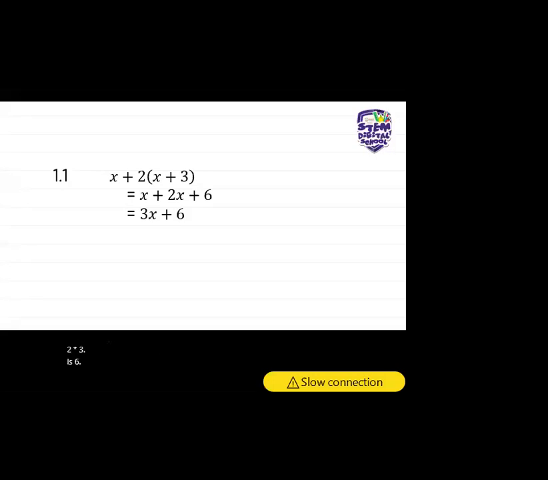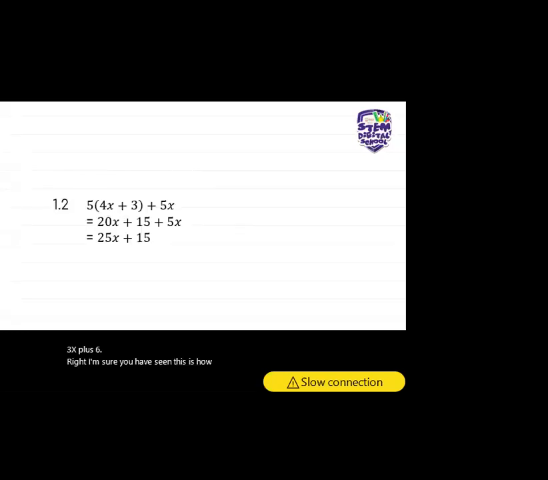All right. So 6 will be the correct answer there. So remember that x plus 2x gives you 3x. And then 3x plus 6. All right. 3x plus 6. Right. I'm sure you have seen this is how we proceed with it. And then the next one, you can also tell that we simply have to break the bracket and thereafter collect the like terms.